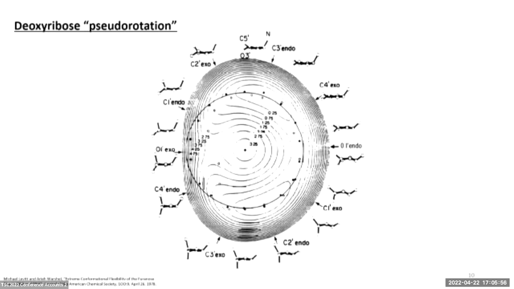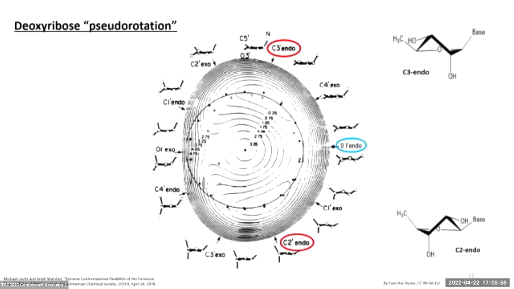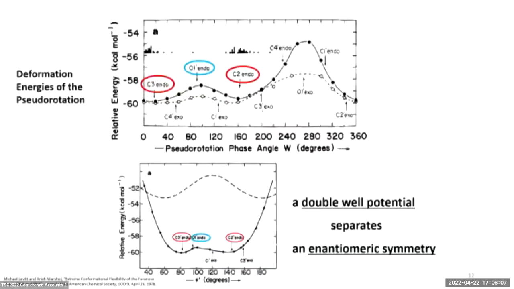And there are various conformations around that pseudo-rotation. The important ones that we're going to look at today are the C2 endo and C3 endo conformations that are separated by an intermediate O1 endo conformation. This is a plot of the deformation energies around that pseudo-rotation. You'll note that C2 endo and C3 endo occupy the lowest points of this deformation energy. They're separated by a relatively low energy barrier of 0.6 kilocalories per mole. This creates a double well potential separating what is an enantiomeric symmetry.